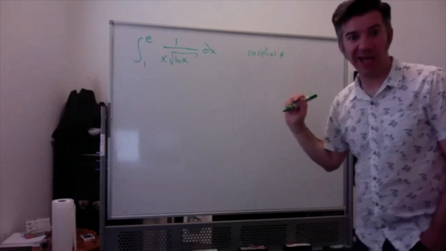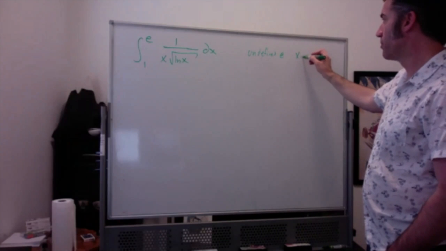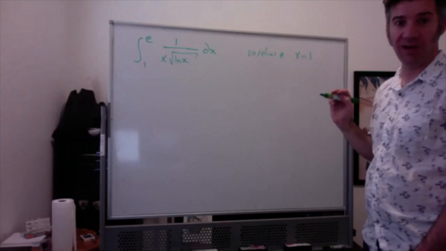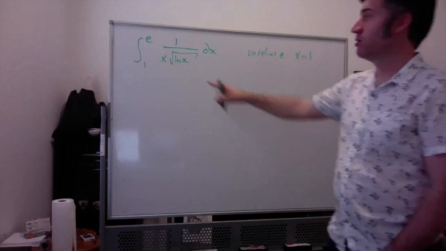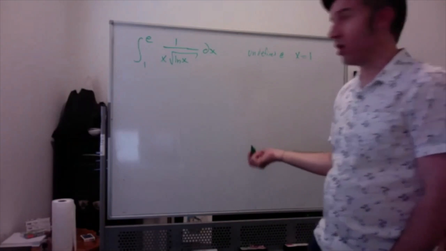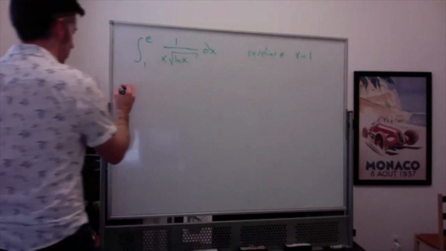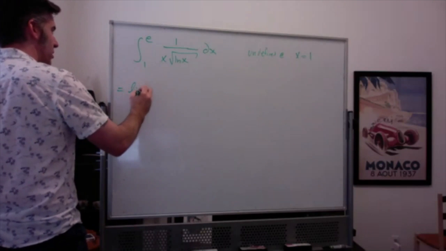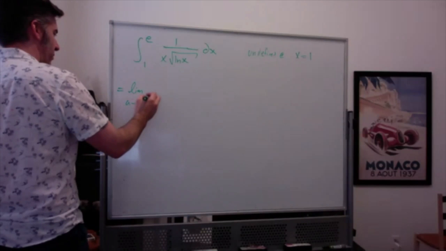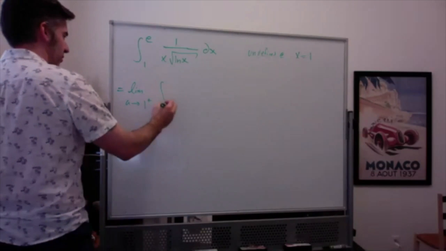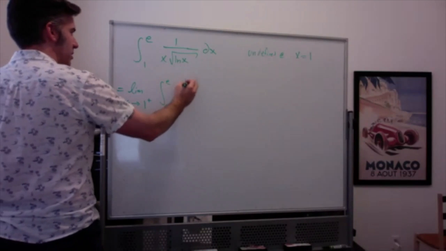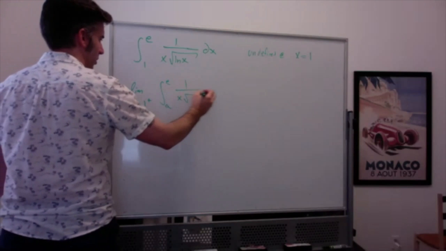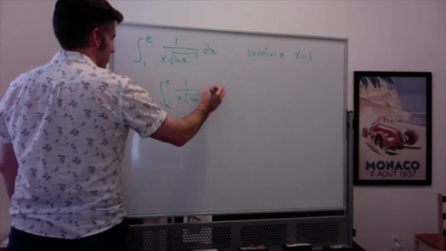It's undefined at x equal to 1, because natural log of 1 is 0, and the square root of 0 is 0. All right, so I want you guys to write this like this. The limit as a approaches 1 from the right of the integral from a to e of 1 over x square root of natural log of x dx.